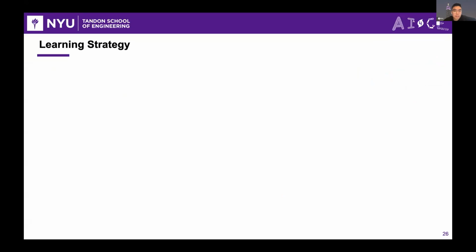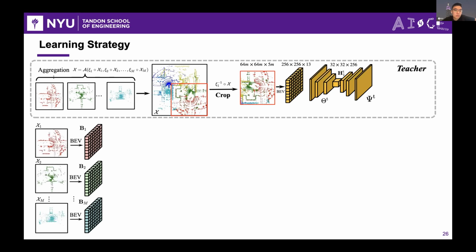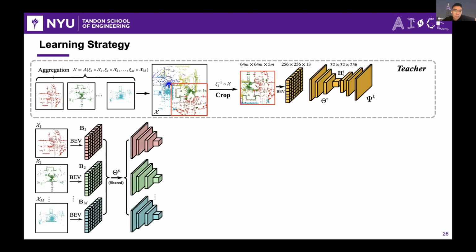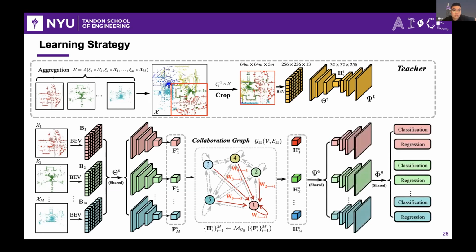And now let me show you the overall pipeline. You can see that the top part is our teacher network. We first aggregate all the raw data in a Euclidean space, and then input this multi-view point cloud data into the teacher network. For the student network, each agent takes the single view point cloud as input, and then it implements a collaboration graph process in the intermediate feature space. Then we input the updated feature maps into the decoder and output head to get the final results.